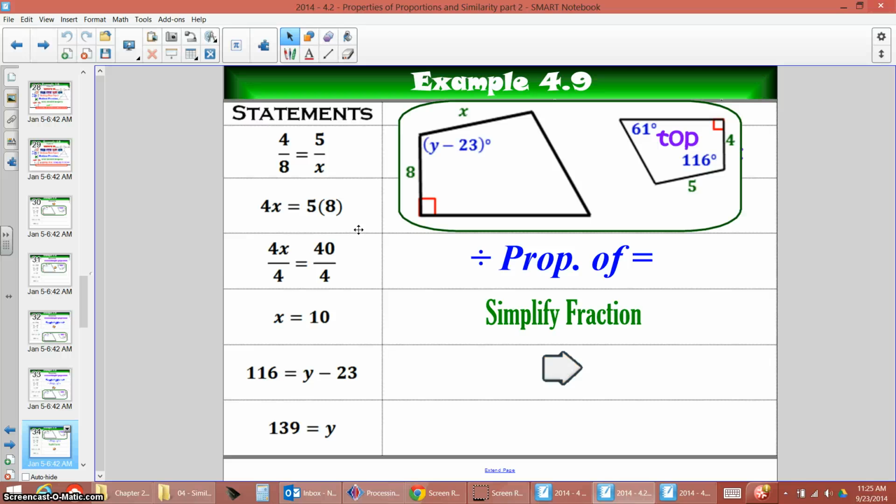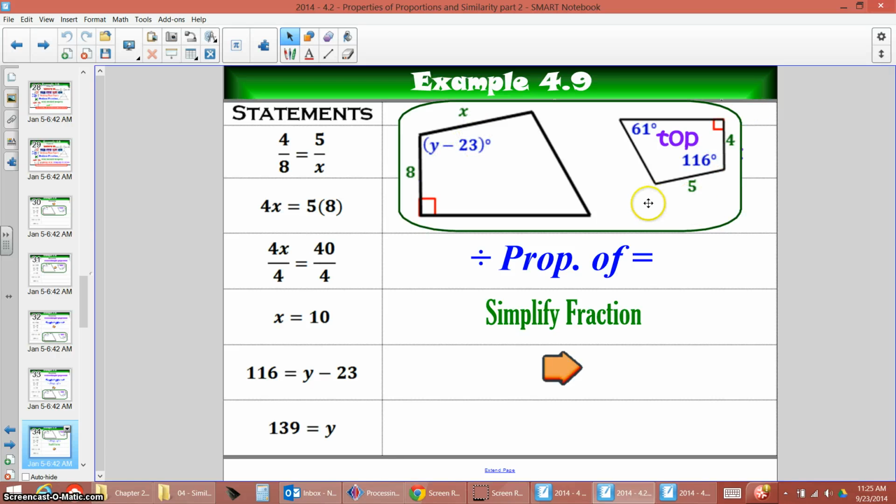All right, so now we take that information and we look at the angles. Here we're saying that 116 equals y minus 23. If I look on the paper, I see y minus 23 and 116. Notice how y minus 23 is between x and 8, and 116 is between 4 and 5. Those angles correspond to the same location. So we can set them equal to each other.